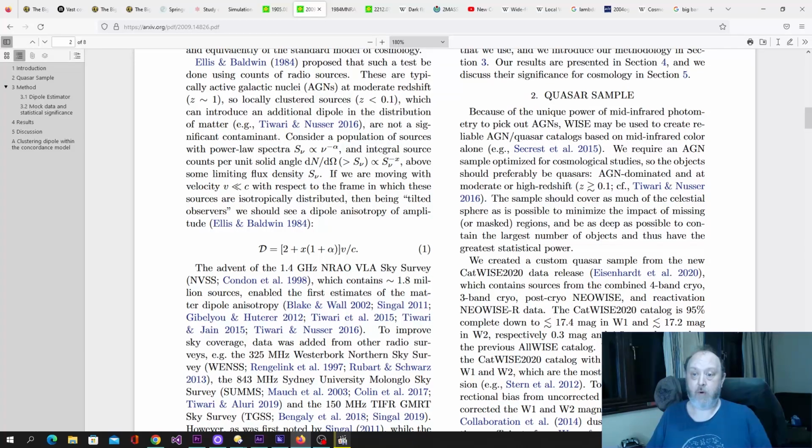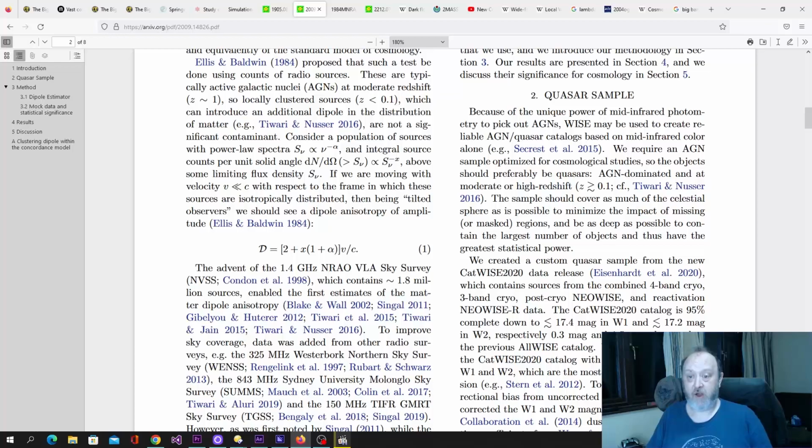Because of the unique power of mid-infrared photometry to pick out active galactic nuclei, WISE may be used to create reliable AGN quasar catalogs based on mid-infrared color alone. We require an AGN sample optimized for cosmological studies, so the objects should preferably be quasars, active galactic nuclei dominated and at moderate or high redshift, so the ones that are not part of the local group.